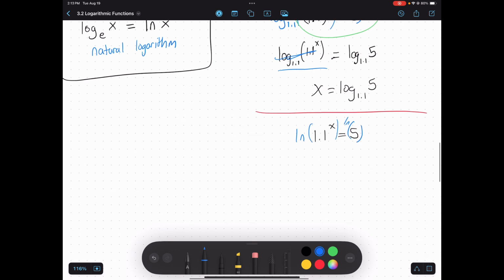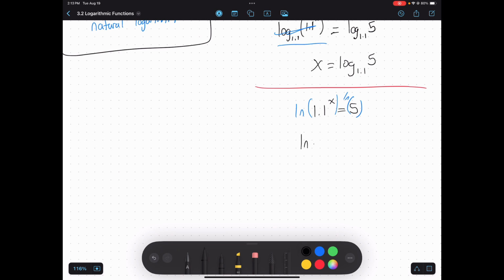And let's see what happens. That leaves me with the natural log of 1.1 raised to the x power equals the natural log of 5. Natural log of 5 is going to be much easier for you to input in your calculator because you're going to have a natural log button. But then over here, what happens? You have log base e of 1.1 to the x.